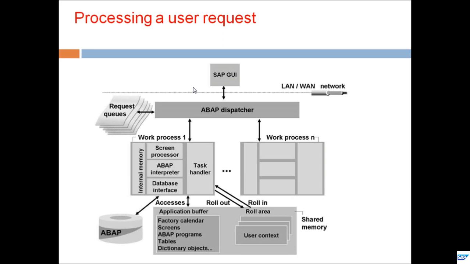So once the dialog work process has processed the dialog step, the work process returns the result and rolls the user context back out to the shared memory, and now it will be available again for a new user request from the request queue. So this is how a result is transferred to the SAP GUI and the user can see the new screen. So this is typically what is happening inside each individual work process, whether it is a dialog, a background or any other work process.